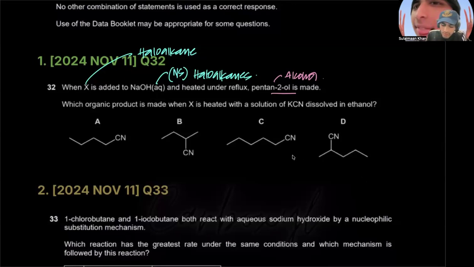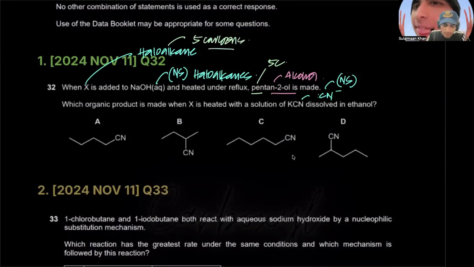Now the question asks which organic product is made when X is heated with KCN dissolved in ethanol? Sodium cyanide or KCN, it doesn't really matter. When it's dissolved in ethanol, you know that the cyanide ion is involved, and there's going to be a nucleophilic substitution reaction with the haloalkane. A couple of things to note: the alcohol which is made is pentan-2-ol, which means it must have 5 carbons. Pent means 5 carbons. The alcohol has 5 carbons, and that means the haloalkane you have must also have how many carbons?